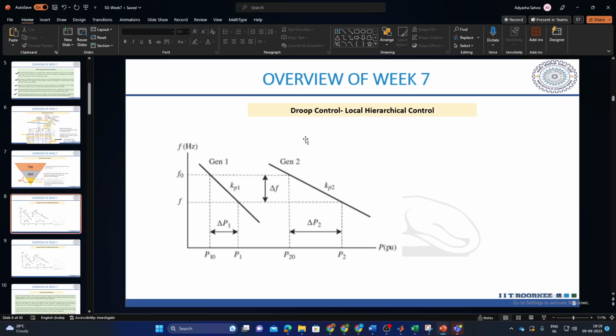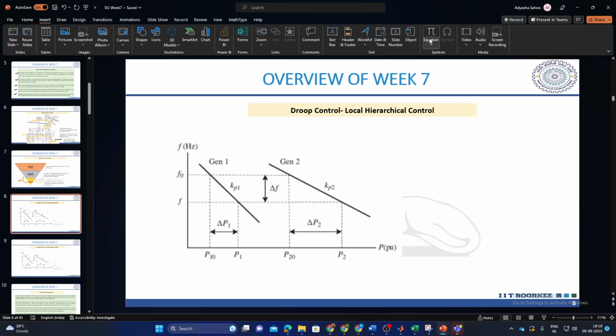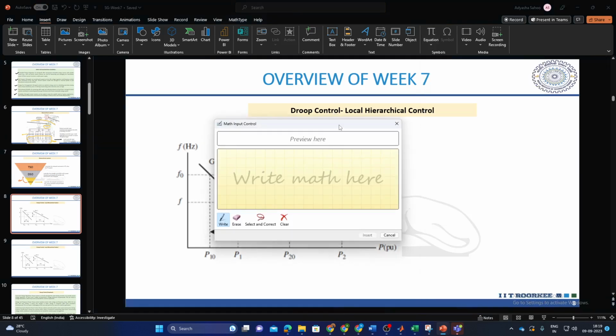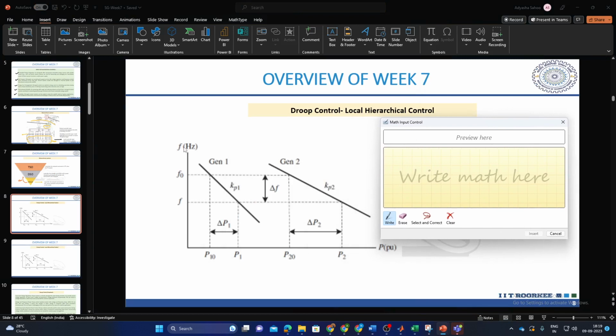So first we'll discuss the local hierarchical control. Firstly, we saw here group control, right? As we see, this is the plot between frequency versus power, and let's say initially it was operating at a frequency f naught, with generator 1 and generator 2 producing power P1 naught and P2 naught. Then, at frequency f naught, let's say there is an increase in load, so the frequency will drop. Then this additional amount of power they have to supply, but how much power each provides will depend upon this constant k that we'll be discussing here.